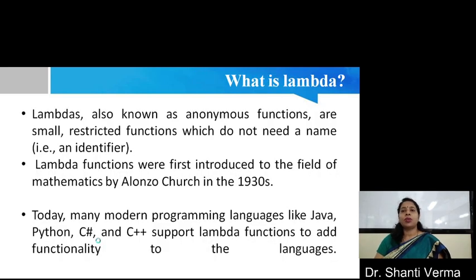Now let's first discuss what lambda is. Basically, lambdas are also known as anonymous functions. We call these anonymous functions because they don't have any name or identifier. Lambda functions were first introduced in mathematics by Alonzo Church in the 1930s. In today's modern programming, most languages like C#, Python, C++, Java all support lambda functions to add functionality to the languages.